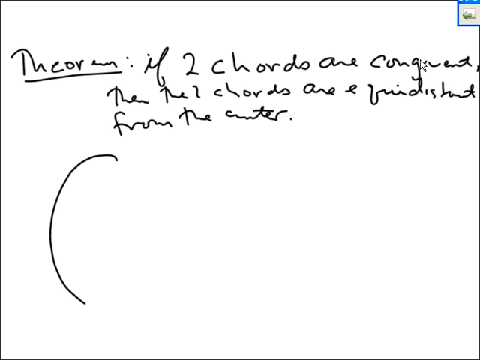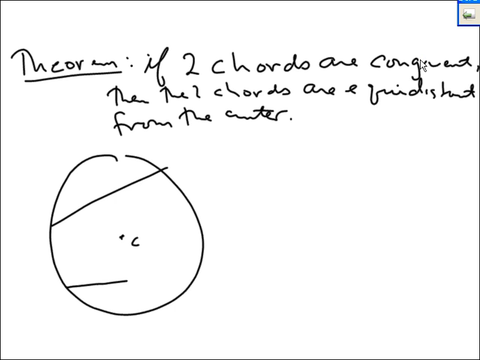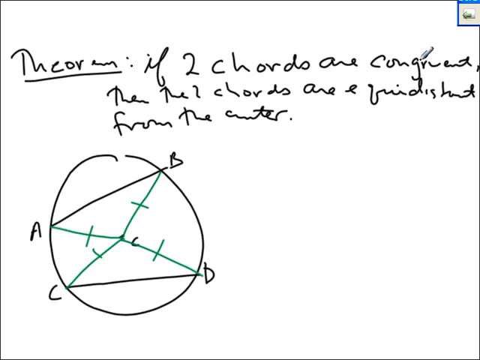Okay, so we have a circle. We have the center C, and we have two lines, two chords. And I am saying, these chords, same length. Say AB, CD, same length. That's given. And I modify the diagram. I go like this, like this, like this, like that. And I know one thing. Those four lines are the same length.